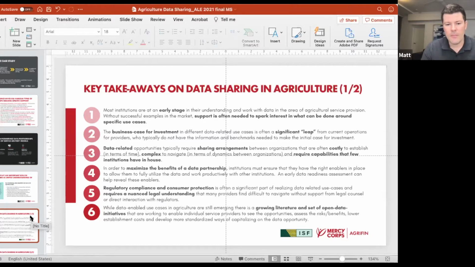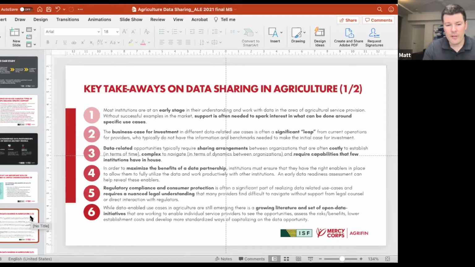We found that these data sharing arrangements between organizations are probably unsurprisingly quite costly to establish and complex to navigate. And they require capabilities that few institutions have in-house. So it involves a level of sophistication on both sides of that arrangement. It requires that both parties can understand the shared benefit that they can have in sharing that data. And there's lots of complexity in just the logistics around sharing data and making that link to a use case.